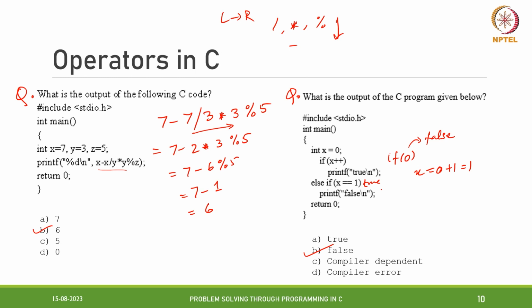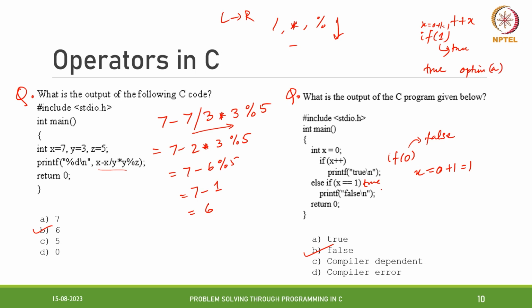Excuse me, sir. Yes. So if we have the prefix implementation, then what will the output be? Yeah, if it is plus plus x here, then you will have if of 1, right? Because the increment occurs first and then you are evaluating, so x will become 1 first and then you will evaluate this. So this is true. If this is true, then you will have true being printed, that is option A.